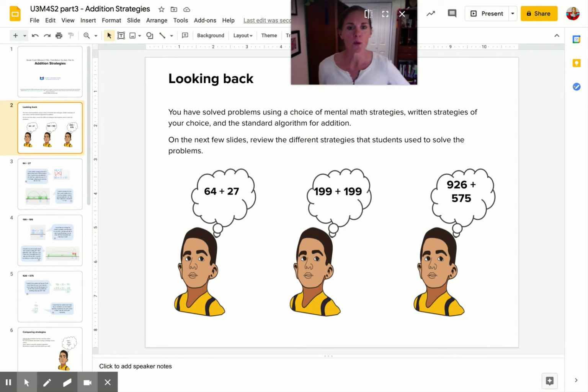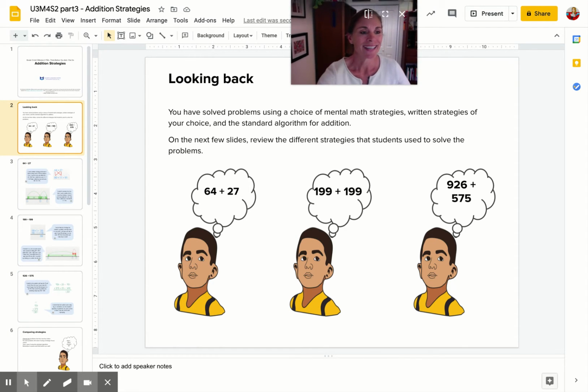I'd like to acquaint you with a subject called math. It usually uses numbers and sometimes it uses words, and it always uses your brain. So today we're going to remind ourselves what addition strategies we've been learning.